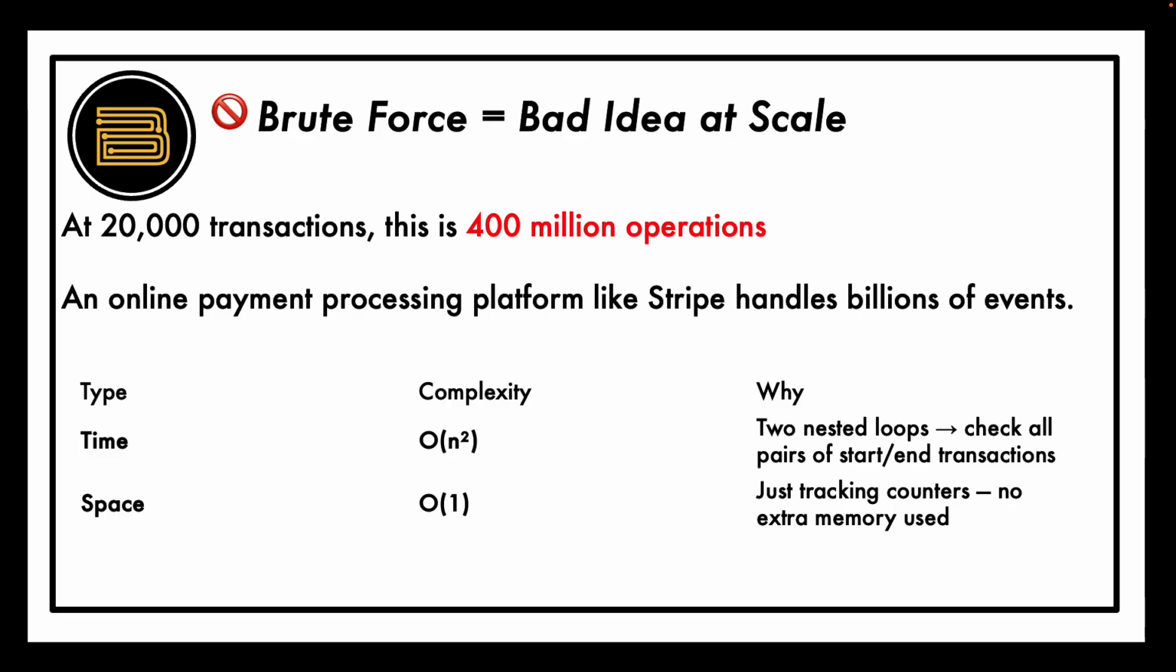If you look at the time and space complexity, well, we know that it's really cheap in space because we're just tracking counters and there's no extra memory used. But time is extremely expensive because we have two nested loops that check all pairs of start and end of transactions.